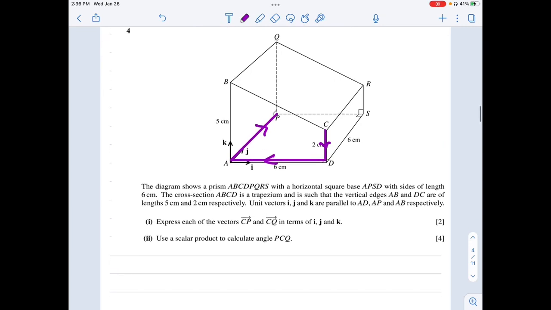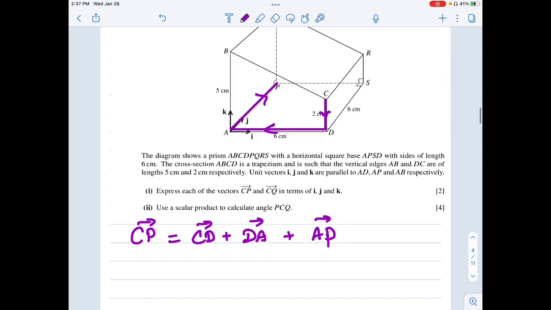So the path from C to P is going to be C to D plus D to A, then A to P. C to D, as I'm coming downwards, is minus 2K, because it is parallel to K and coming downwards. Then D to A is along I, but it is going in the opposite direction, so minus 6I. And A to P is in the same direction as J, and its length is 6, so 6J.